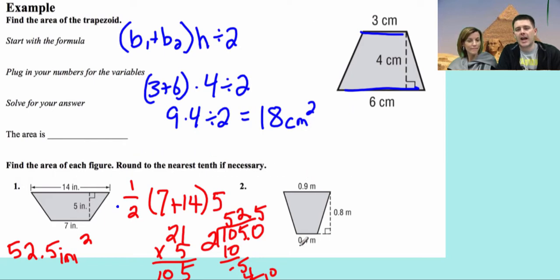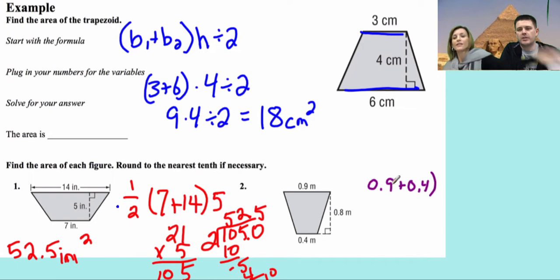Same thing. You're going to add the two bases together, multiply times our height, and then divide by 2. So I'm going to do 9/10 plus 4/10, times 8/10, and then I'm going to come back and divide by 2.